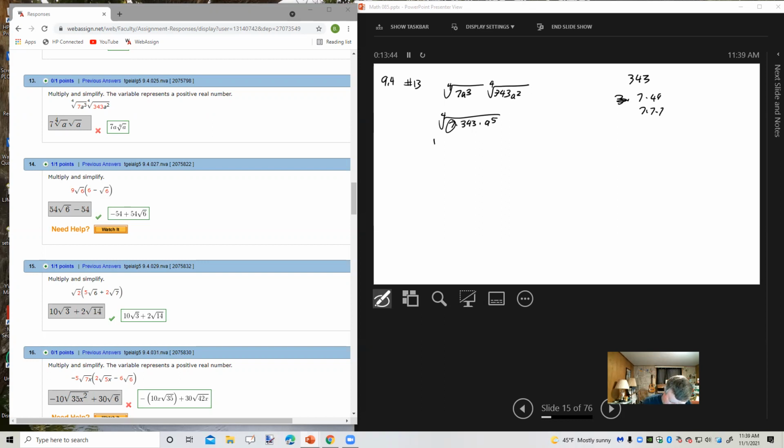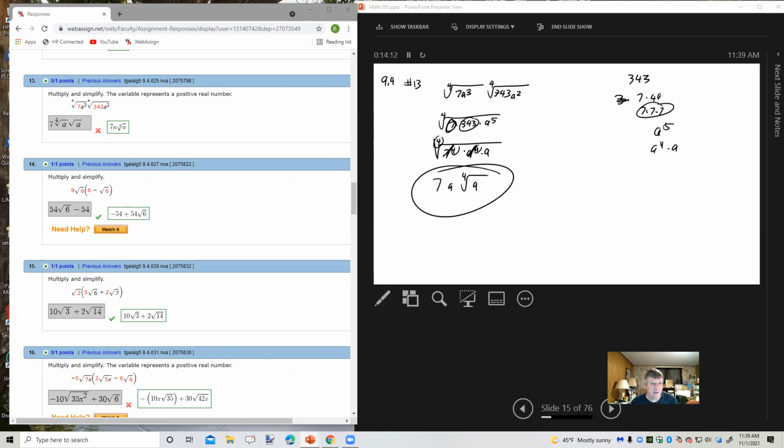So this is the 4th root of 7 to the 4th power. Because here's a 7, and then here's 7 cubed, times a to the 4th times a. So a to the 5th, I break it down to a to the 4th times a. Again, I'm looking to match my index with my exponents. So the 4th root of 7 to the 4th is 7. The 4th root of a to the 4th is a, and I've got the 4th root of a left inside. Final answer, 7a, 4th root of a.